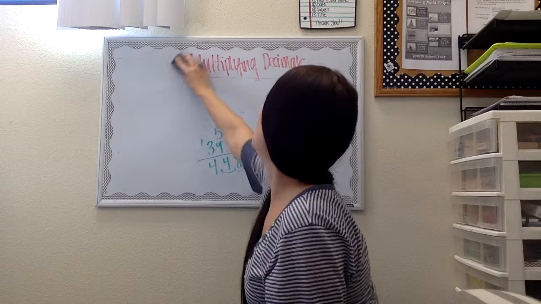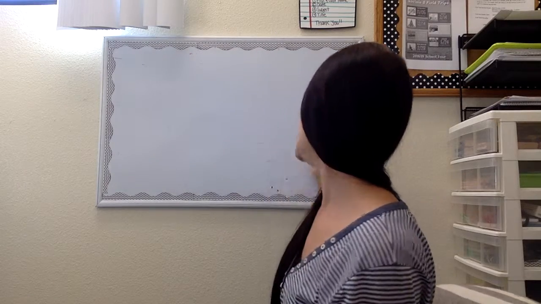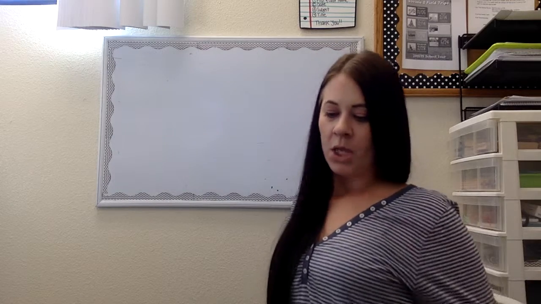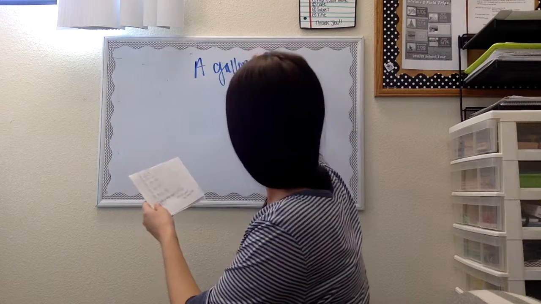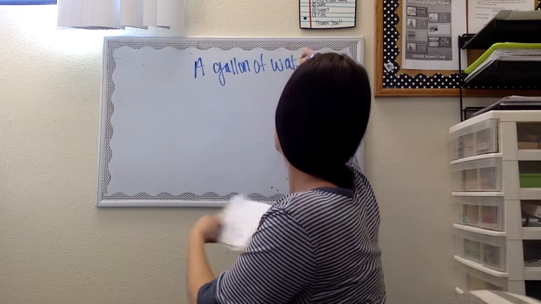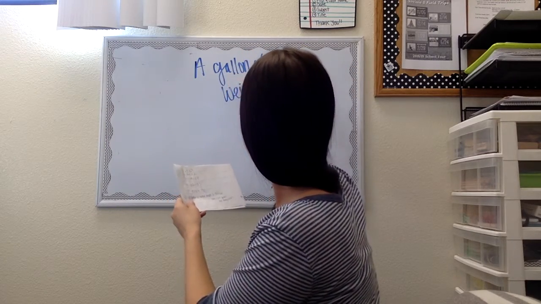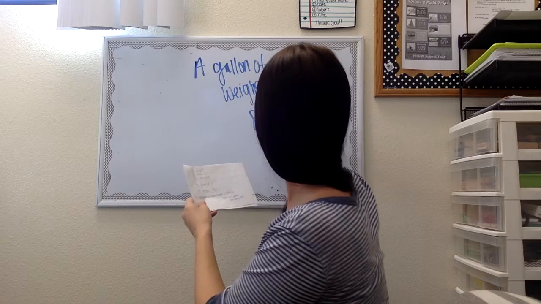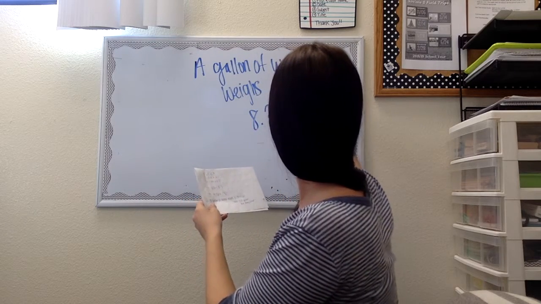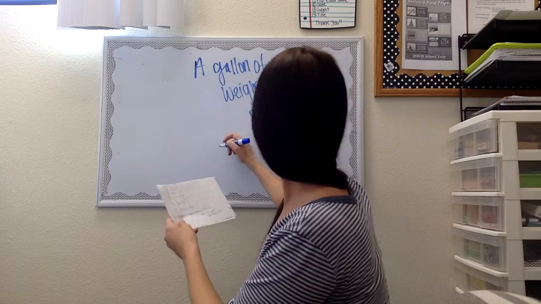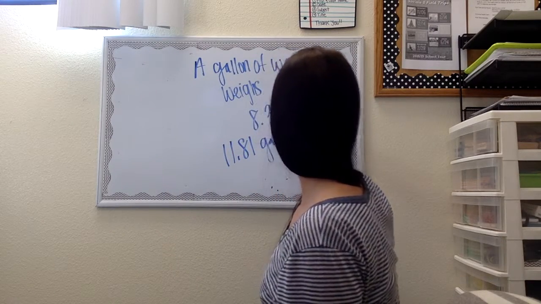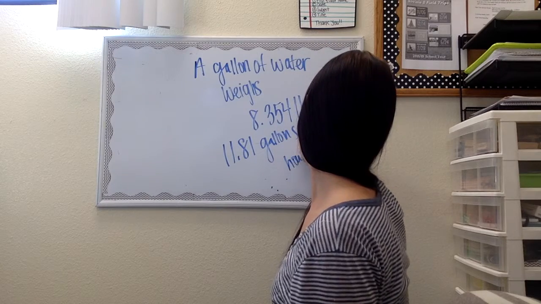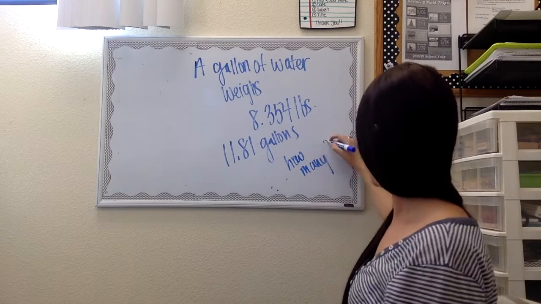Okay, we have one more problem. It is a word problem, so please write the key information with me. So they tell us a gallon of water weighs 8.354 pounds. And someone is using 11.81 gallons. How many did we use?